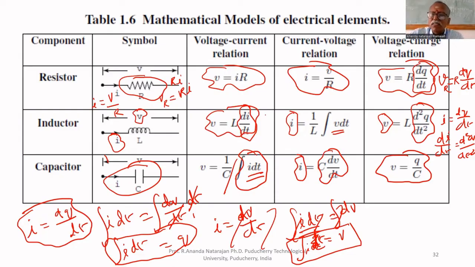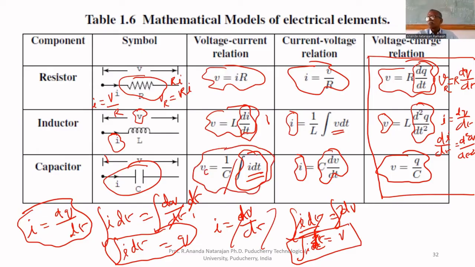Why all these equations? Up to the second column you have already seen. Why this fourth column? That we are going to see now. Before seeing that, out of these four equations, which is familiar to you? V equal to 1 by C integral of I dt. Am I correct or not? Most of the time you used this, 1 by C integral of I dt equal to VC, voltage across the capacitor. So if you remember this only, all the remaining you can easily remember.